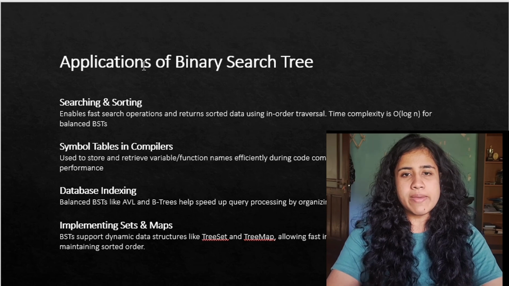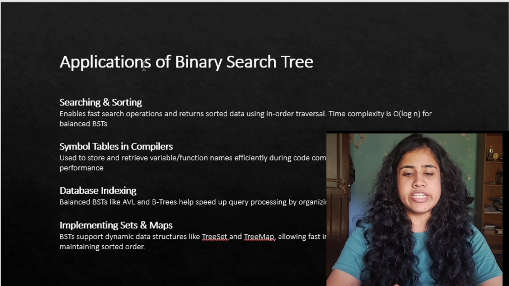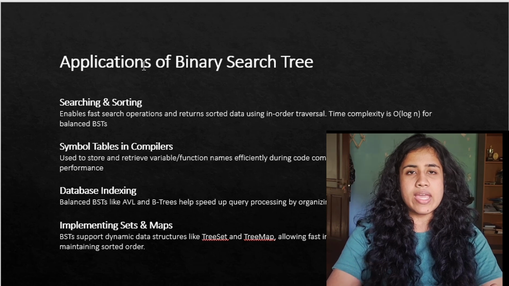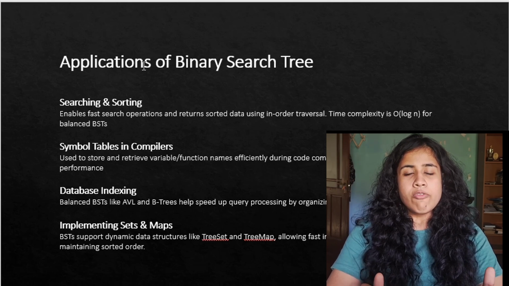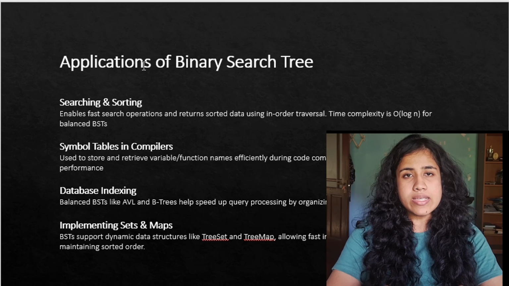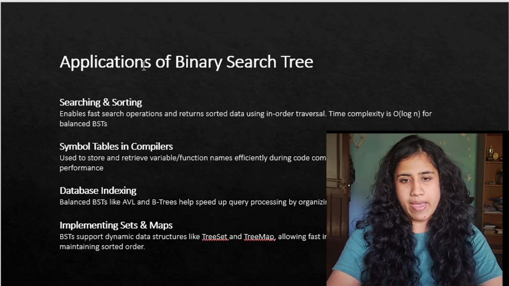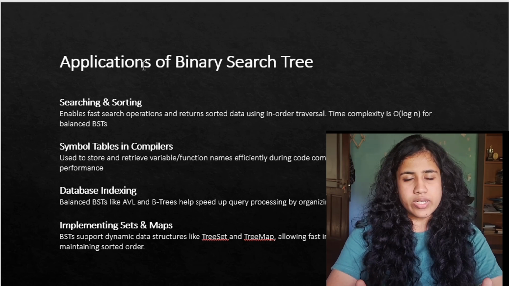For symbol tables in compilers, it is used to store and retrieve variables and function names efficiently during code compilation, improving compiler performance. For database indexing, balanced binary search trees like AVL and B trees speed up query processing by organizing index data for quick access. And for implementing sets and maps, it supports dynamic structures like tree set and tree map, allowing fast insertion, deletion, and lookups while maintaining sorted order.